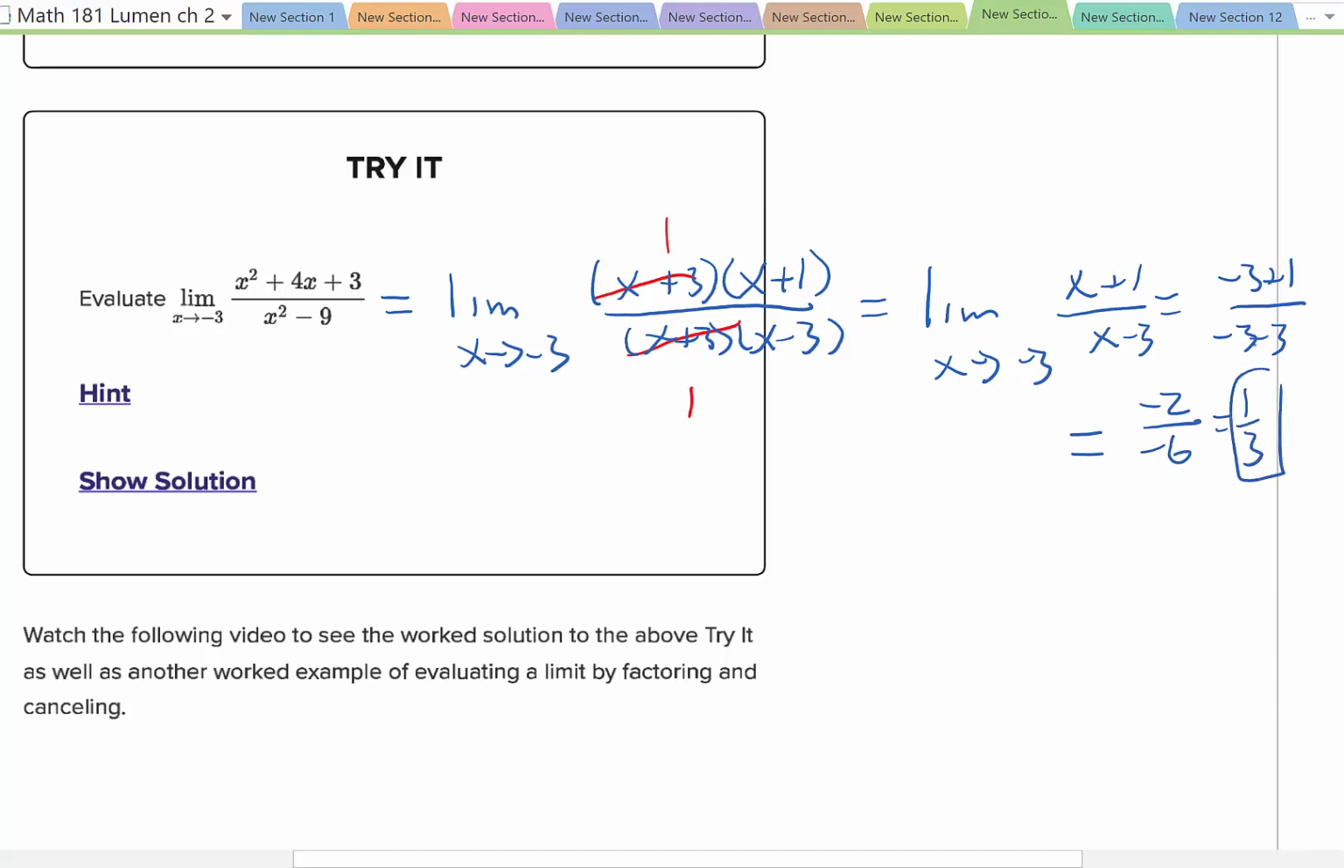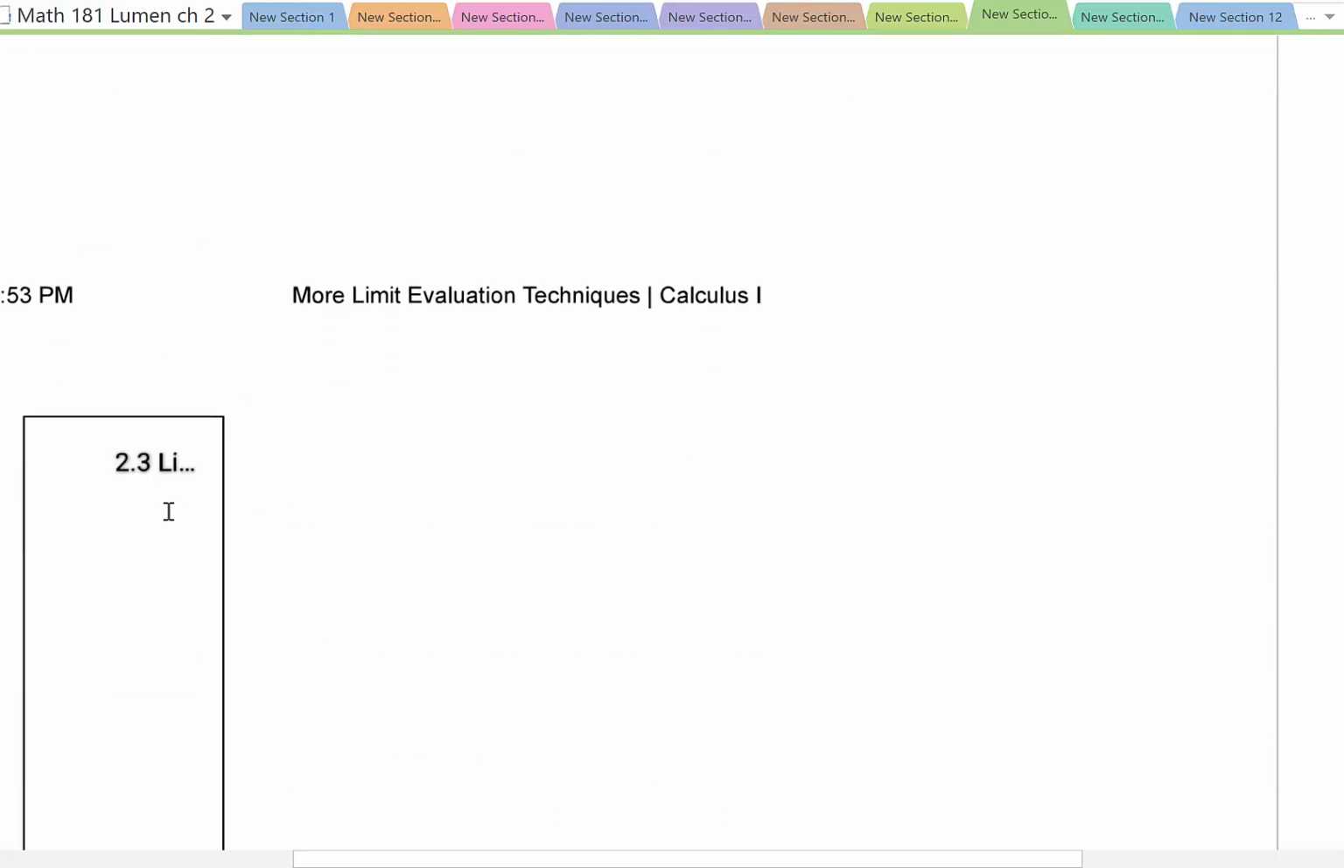Cool. Now there's also a video you can watch from the publisher about doing this. So take a look at that in the text that's embedded.